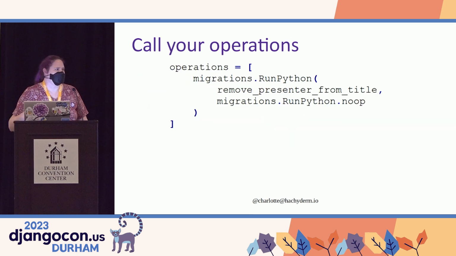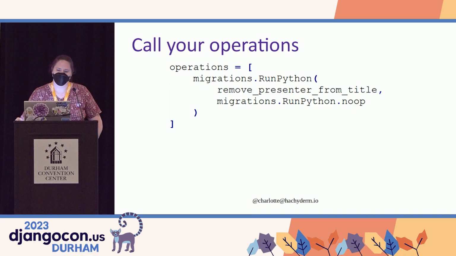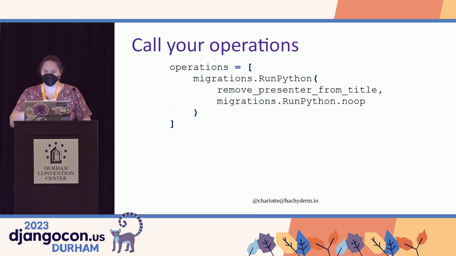So now all I have to do is dump that into my operations. I'm going to use migrations.RunPython. There's a sister to this that is RunSQL if you're running SQL directly, but usually you're going to be running Python code. And so we're just putting our function title in there. We're not calling it, we're just passing our function. And then, what's that migrations.RunPython.noop?